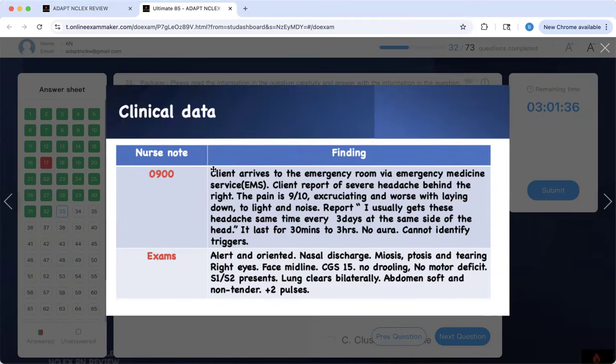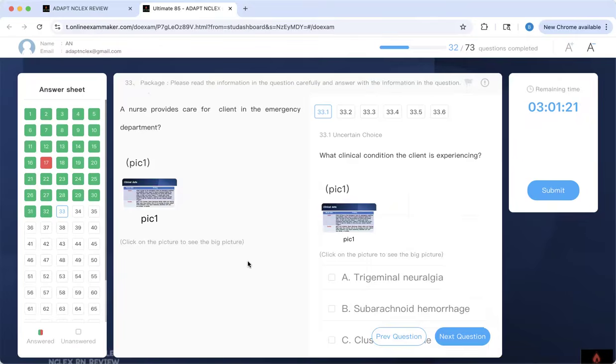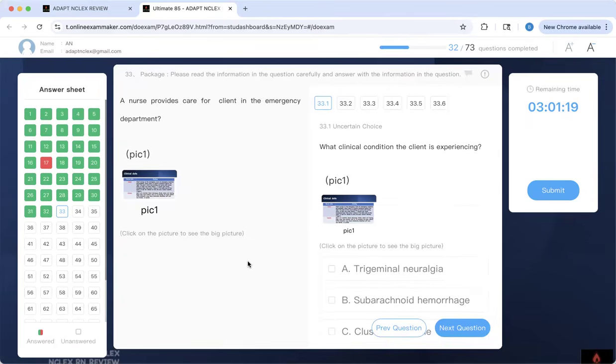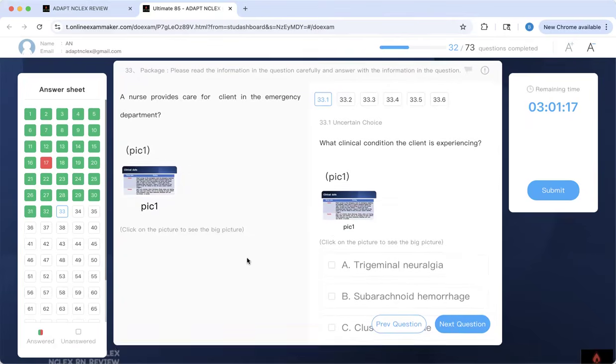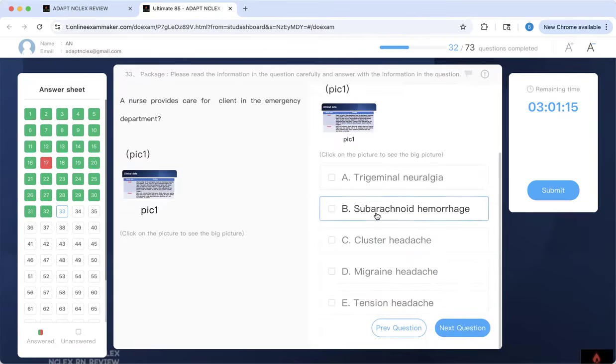Face midline. The GCS is what? 15. No drooling, no motor deficit. S1, S2 is present. Lungs clear bilaterally, abdomen soft. Therefore, what do you have? You have a headache behind the eyes, and I'm tearing, I'm crying. What do you think? Is this trigeminal neuralgia? Is this subarachnoid hemorrhage? Is this cluster headache? Is it migraine or tension headache?